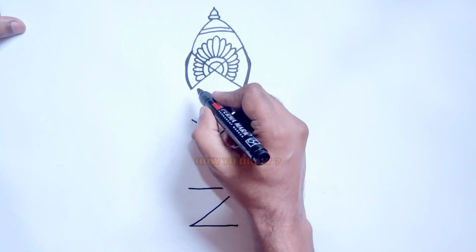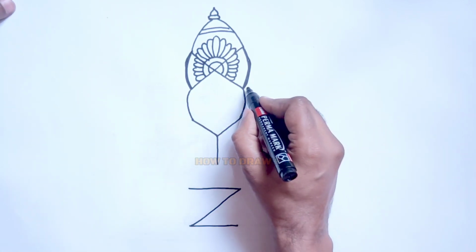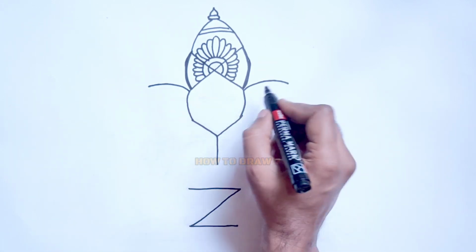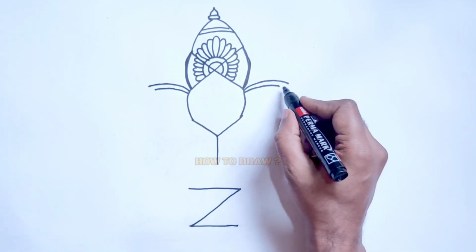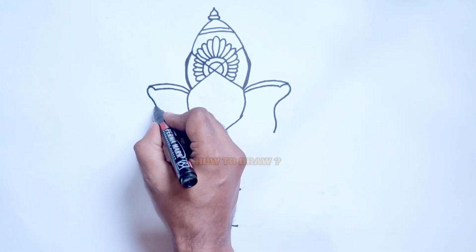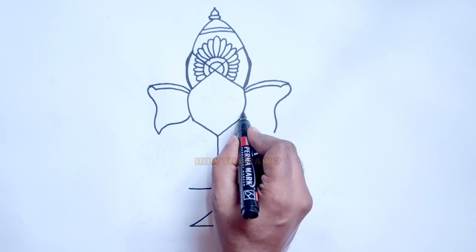Now let us draw the face of Ganesha. Join these two lines to alphabet Y, and on both sides draw two big curves like this, and simultaneously draw another two curves like this. Now join two zigzag curves downwards and join the curves to the face of Ganesha like this.